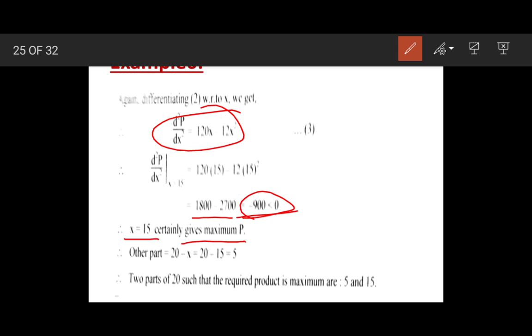So the first part is x equal to 15. So first part is 15 and the other part will be 20 minus x means 5. So two parts of 20 will be 5 and 15.